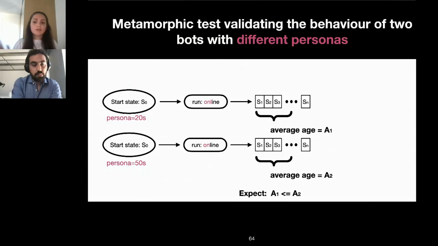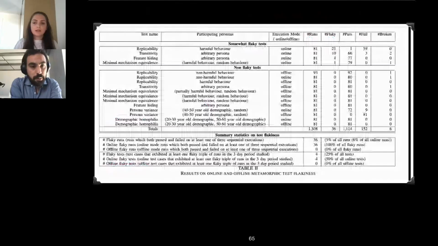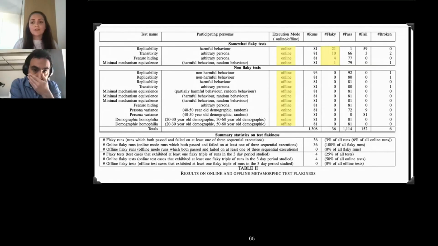These are not the only relationships that we test and present in the paper. There is a figure in the paper summarizing the different relations and the different bot behaviors for each relation that we use in order to test the simulation. One interesting thing to observe is that we have managed to reduce flakiness, which is very frequent in online mode, by running the simulation in offline mode.